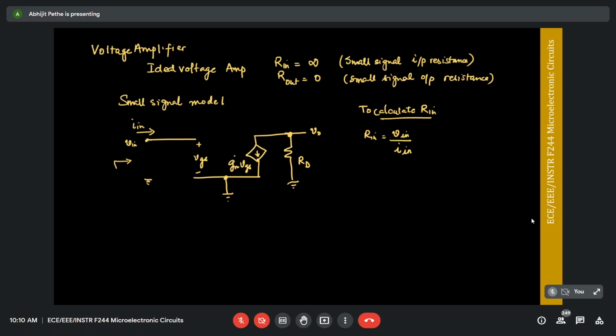Now in this case, what is Iin equal to? Iin is 0, right? Remember, it's connected to the gate of the transistor, and the gate of the transistor is an insulator. Because we are not looking at high frequency models of the transistor right now, we don't have to worry about the capacitance at the gate. So Iin is 0, and therefore the Rin for this circuit is infinite, right? Because you've connected that input signal to the gate of the transistor, and the gate being an insulator, you are able to get this high Rin.